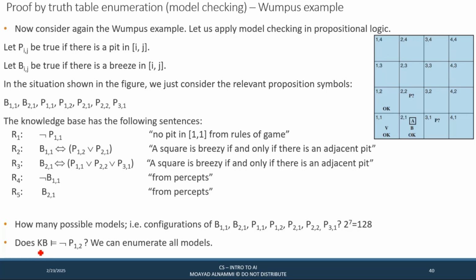Here's a question we want to ask: does the KB entail that there is no pit in 1-2? Well, we can answer this by enumerating all possible models. So we'll have a table where we have these columns here, and we expect to see 128 rows. Then we need to evaluate these sentences. We then find where the KB is true. And we also have a column for not P12. We need to see that in the rows in which the KB is true, it is also true in alpha, right?